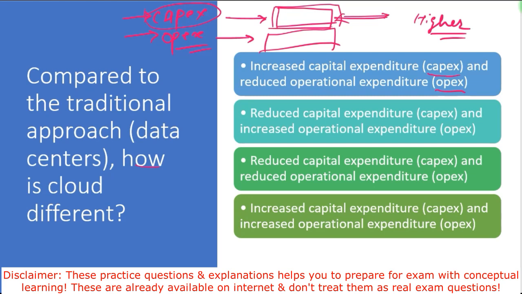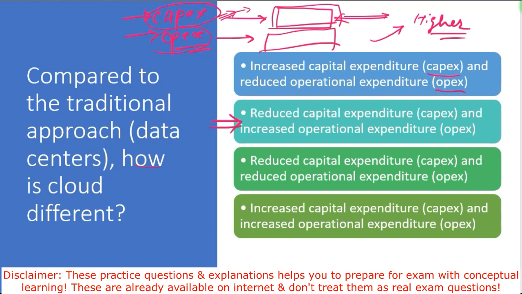But when we go to the cloud, what happens? We no longer need to worry about capex, because the cloud service provider takes care of everything. Once we take that server, we start using it, and we just need to pay for whatever we use. So our opex cost will increase and capex will be reduced. The answer for this question will be reduced capex and increased opex. This is how the cloud makes the difference from the traditional environment.